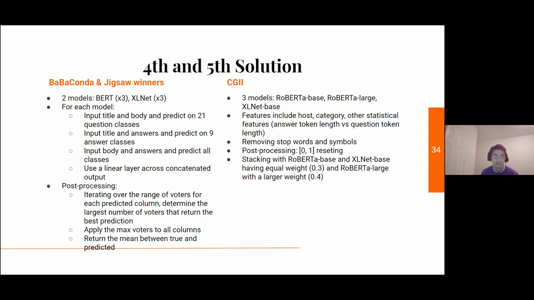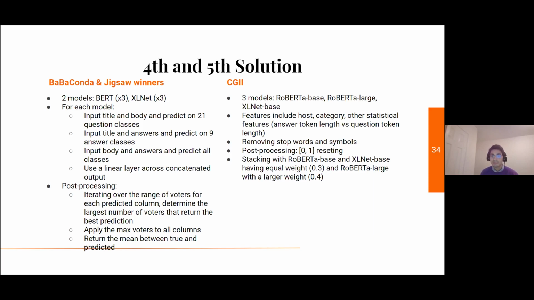For post-processing, they utilized a technique where for the final fully connected layer, they determined the maximum number of voters, or they iterated over the range of voters to determine the largest number of voters that returned the best prediction. And then the final number of voters from all of those classes was applied to all those classes specifically to get the best result. And then they returned the mean between the true and predicted classes.